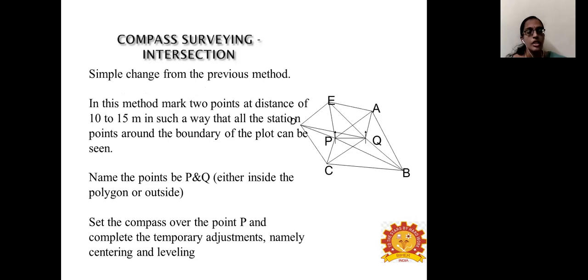So after using this intersection method, that's a simple chain. In this, we have to mark two points at a distance of 10 to 15 meters from this station, around this boundary plot, as can be seen. Name the points P and Q, which are on either side of this polygon.